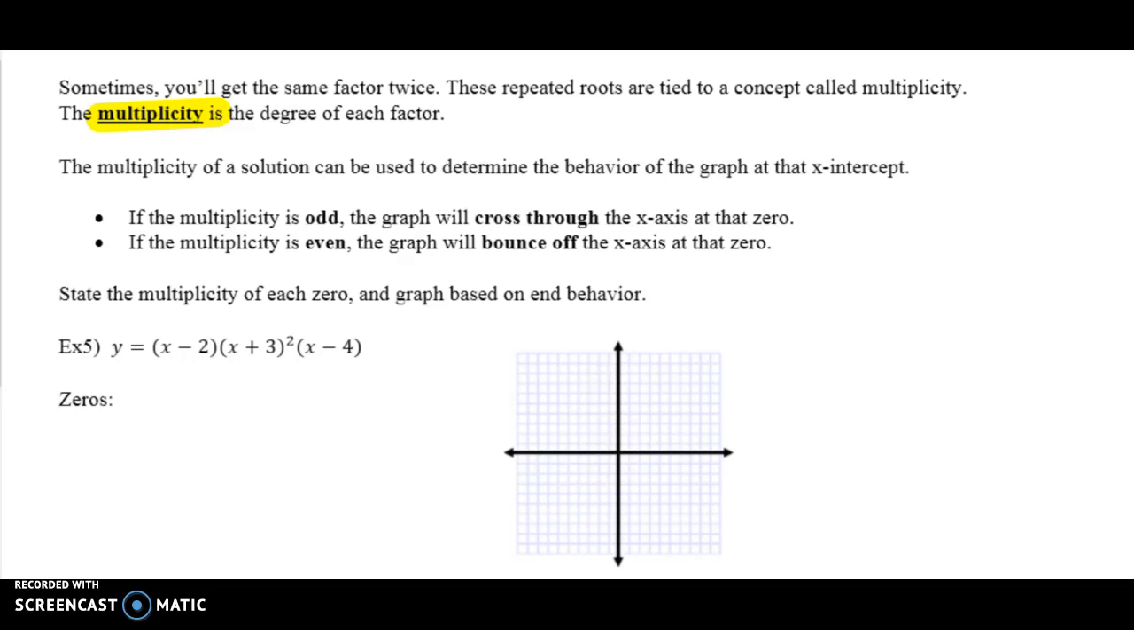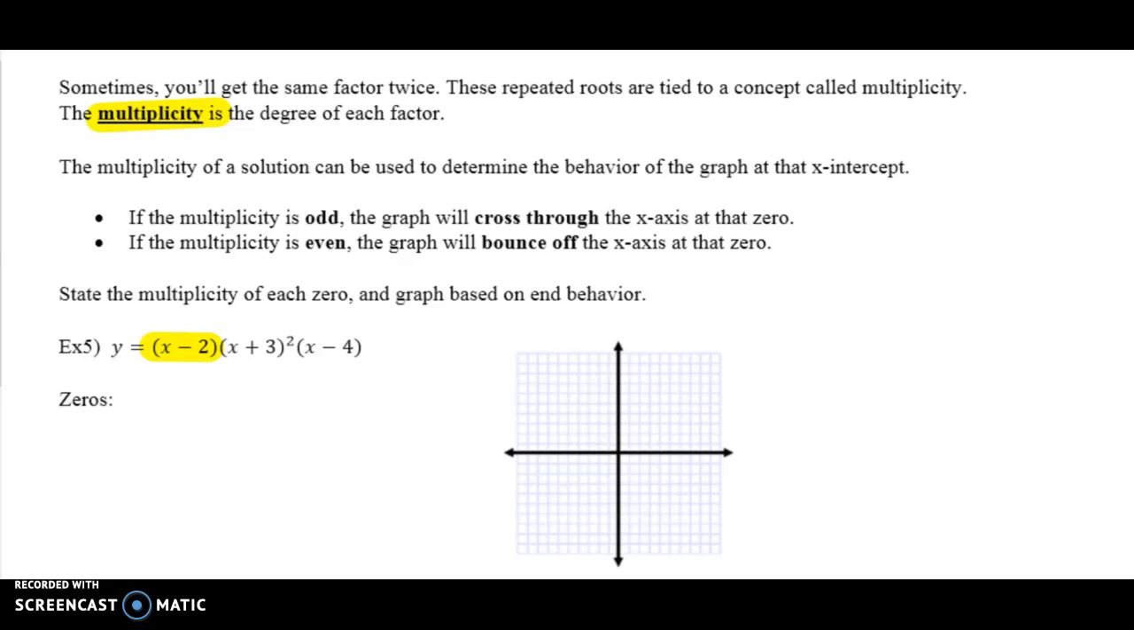Multiplicity is easy to remember. When I hear multiplicity, I think multiple. Like how many multiple number of times does it happen? So the multiplicity is the number of times that that factor occurs. So how many times does this factor occur? Once. So I would say it has a multiplicity of 1.